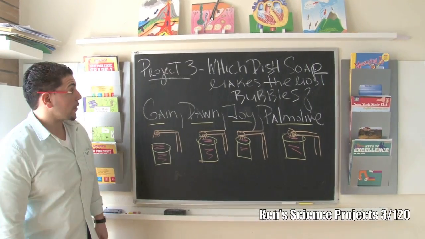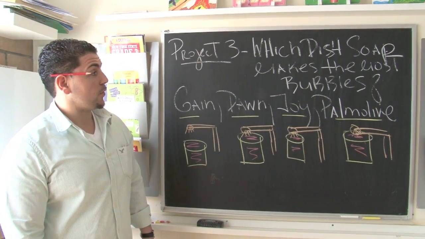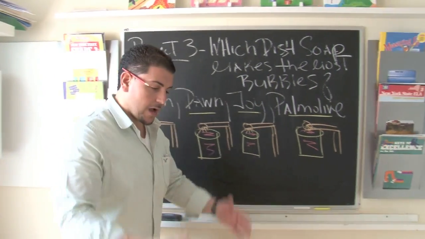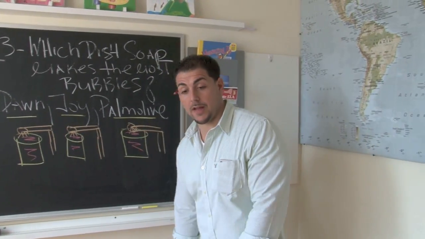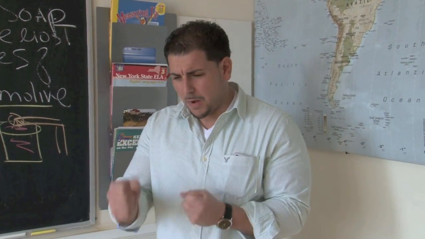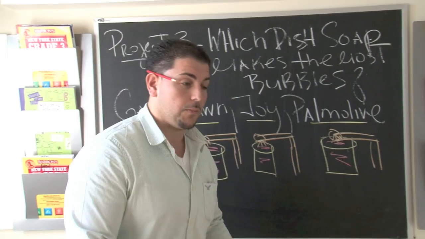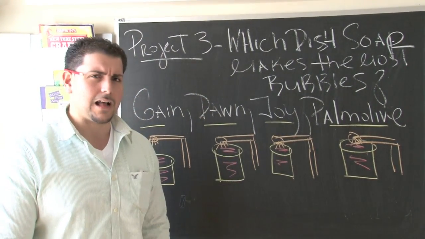All right, everybody, we're working on project number 3 now. It says, which dish soap makes the most bubbles? Now, all of you guys have had to wash the dishes at one point or another, and I don't know if you really pay attention to it, but a lot of times when you're washing the dishes, bubbles come, okay? Now, one of the reasons that bubbles come is obviously because you're using soap, but some bubbles seem to last a lot longer than others.